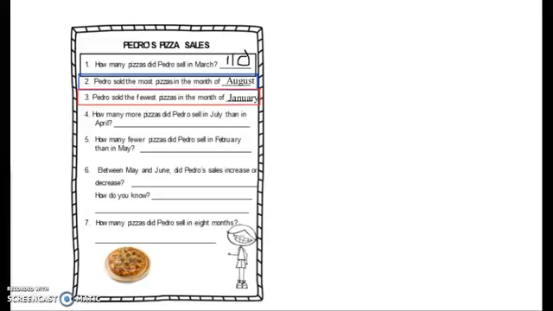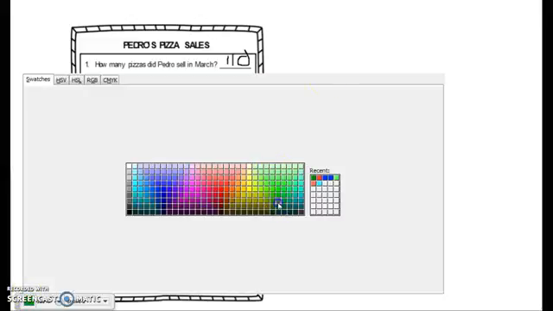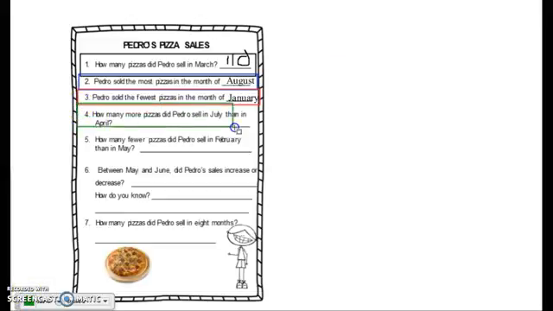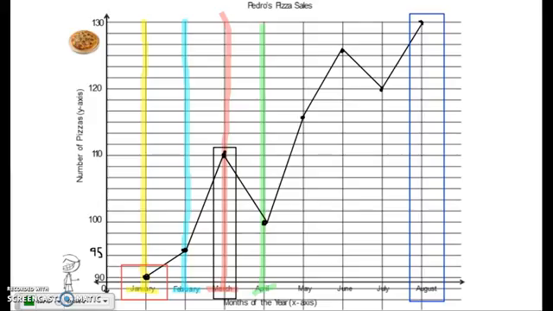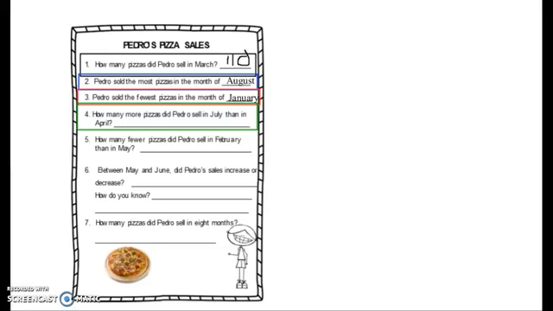How many more pizzas did Pedro sell in July than in April? Well, we have to identify the number of pizzas sold in April and July. If we take a look, there were 100 pizzas sold in April, 120 sold in July. So, easy enough. Take 120 pizzas minus 100 pizzas to get 20 pizzas. All right, go to the next one.